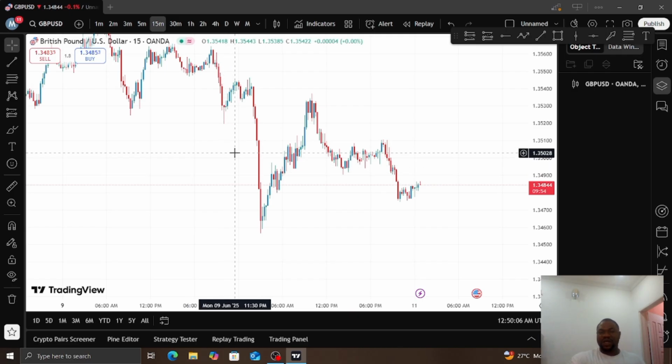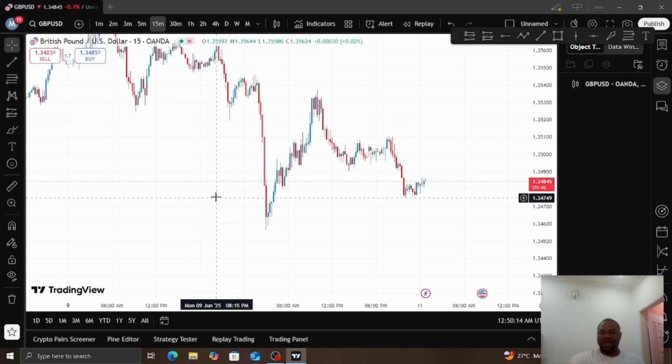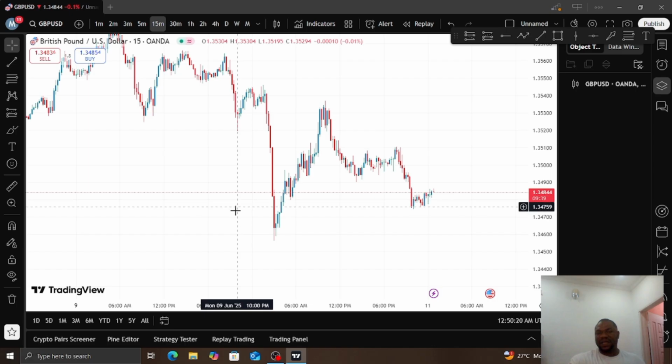It will take you out of the market automatically. Okay, so you must be user friendly with your MT5 or your MT4, and also your TradingView. Okay, because that's where you'll be viewing your trade. But of course, you can also view your trade in your MT5.